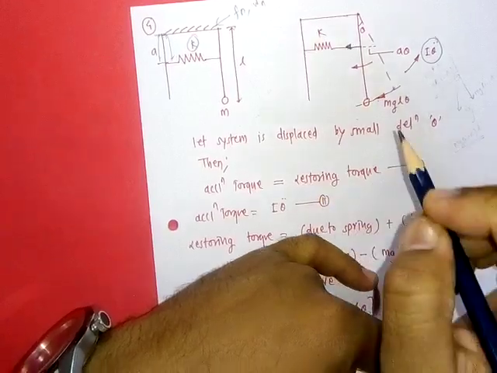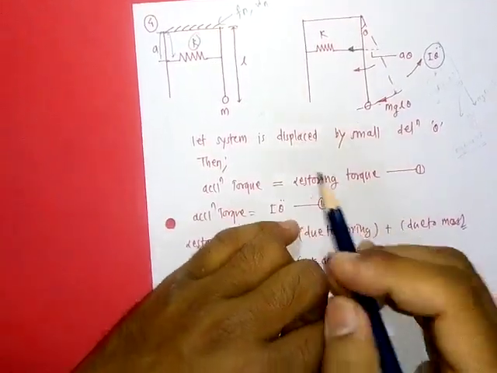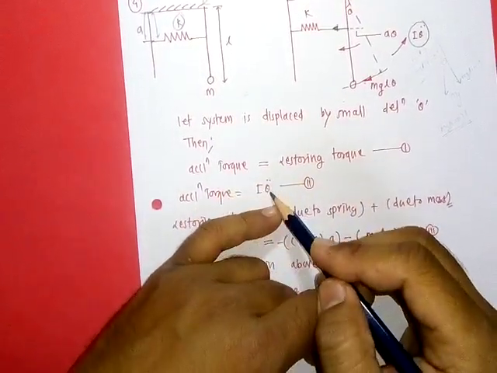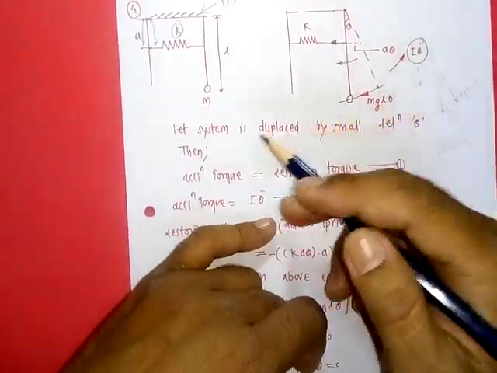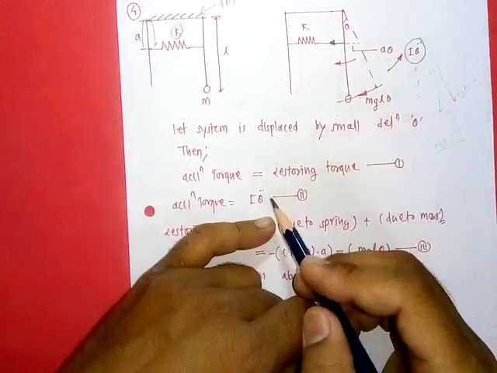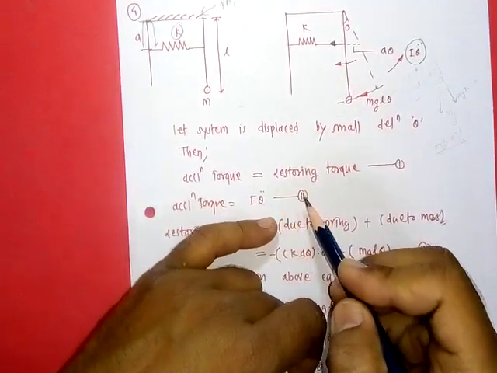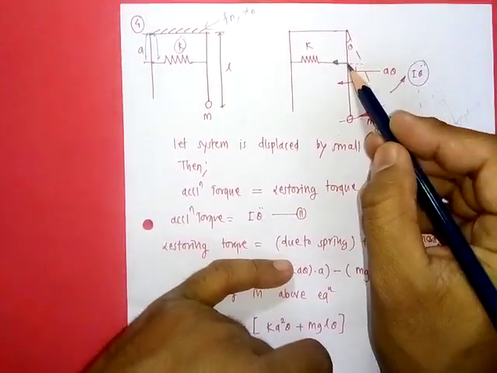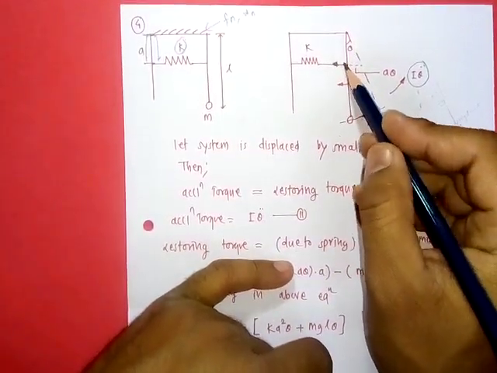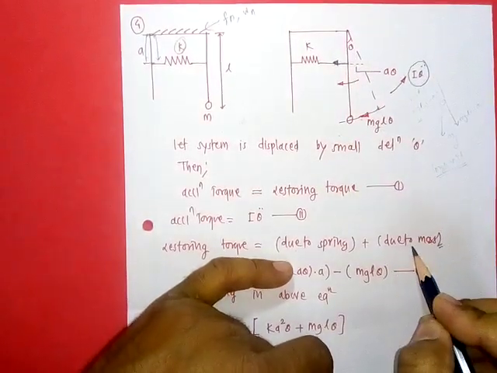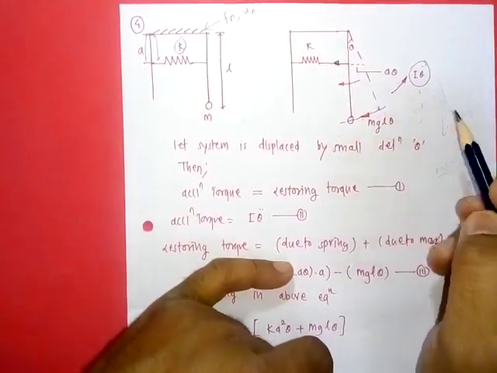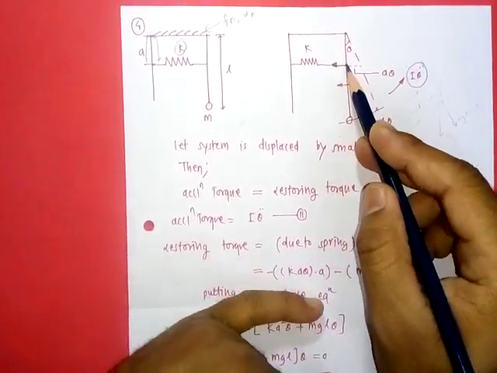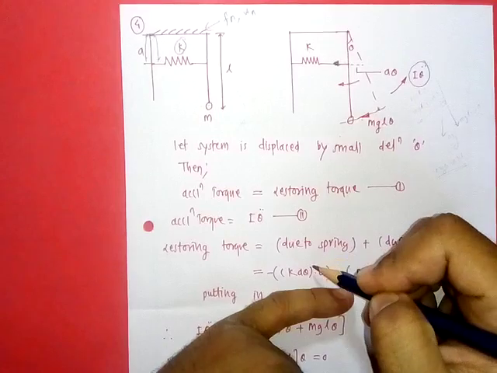Here we are applying Newton's method. The accelerating torque is equal to the restoring torque. The accelerating torque is a single one, due to acceleration, so it will be equal to I theta double dot. But the restoring torques are two. The first restoring torque is due to the spring force at a distance A, and the second is due to the weight at a distance L.